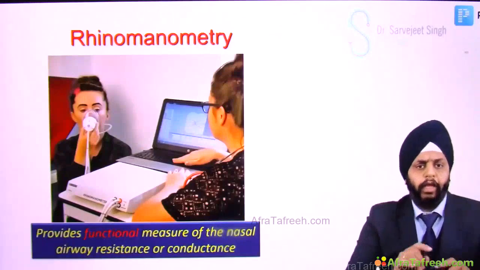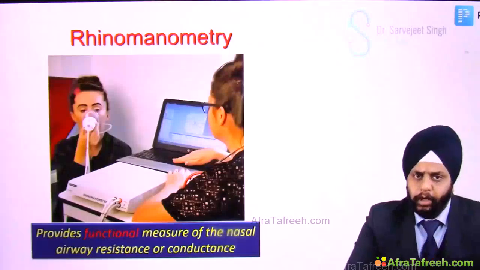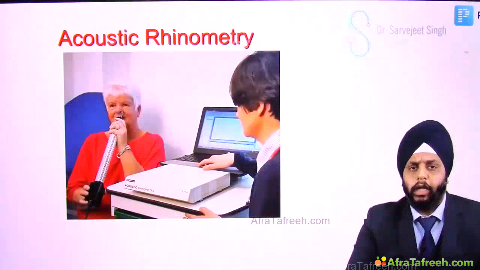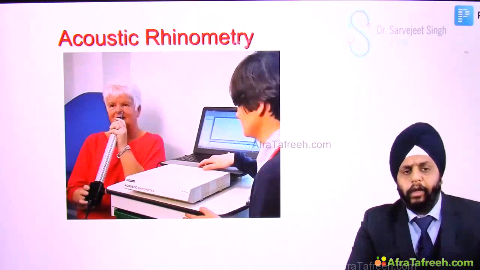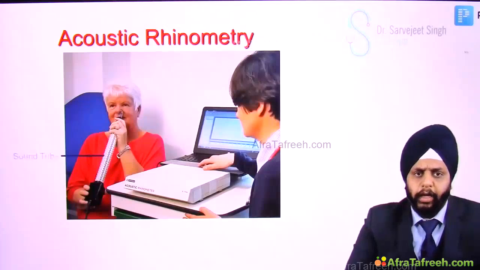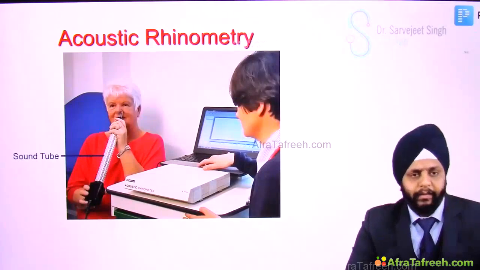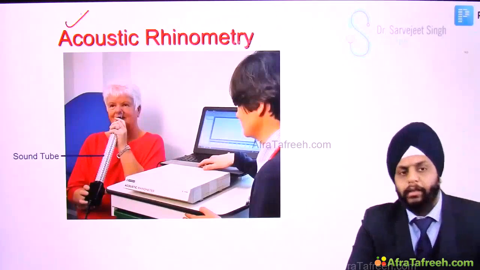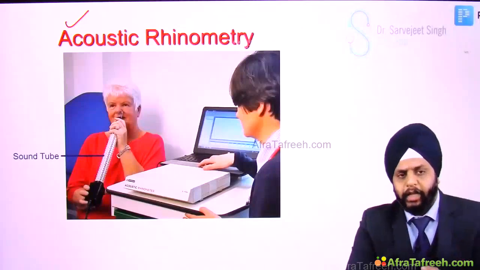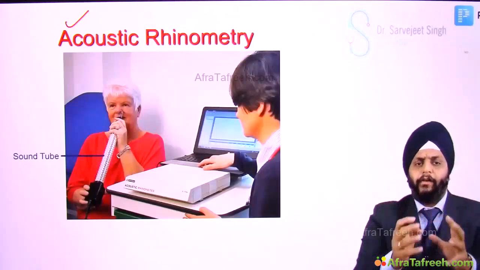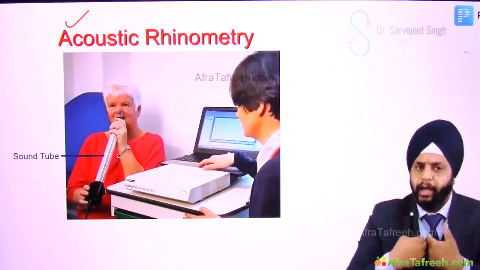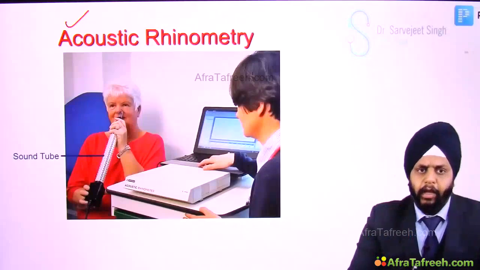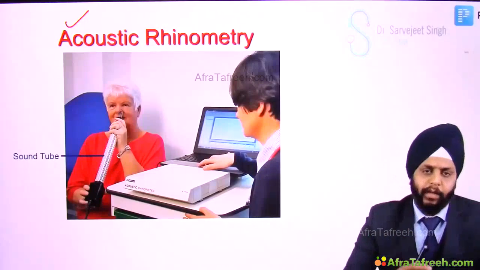All right, now we have another method to check for nasal obstruction, and that is known as acoustic rhinometry. As you can see over here, this is a device which has a sound tube. From the word acoustic, we mean sound. Just like you remember sonar, you give sound waves, they reflect and come back, and you can create a picture. In the same way, you use a sound tube. This is kind of a sonar.